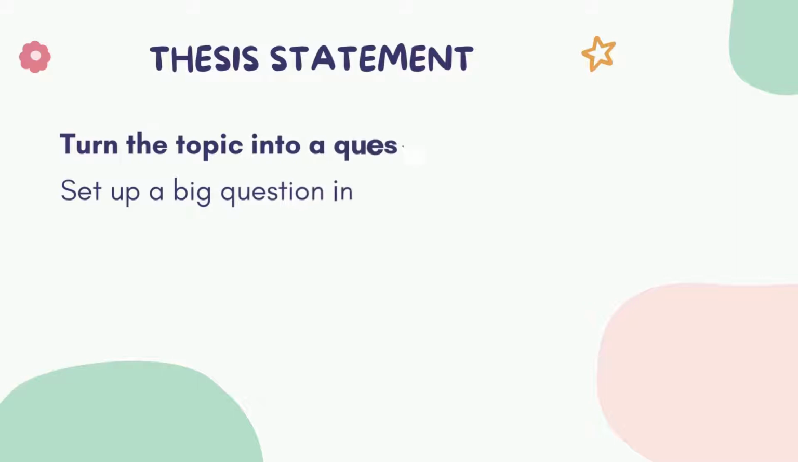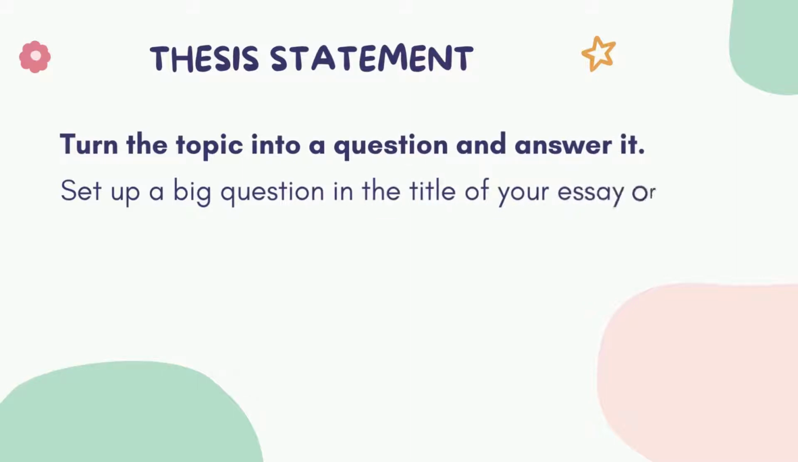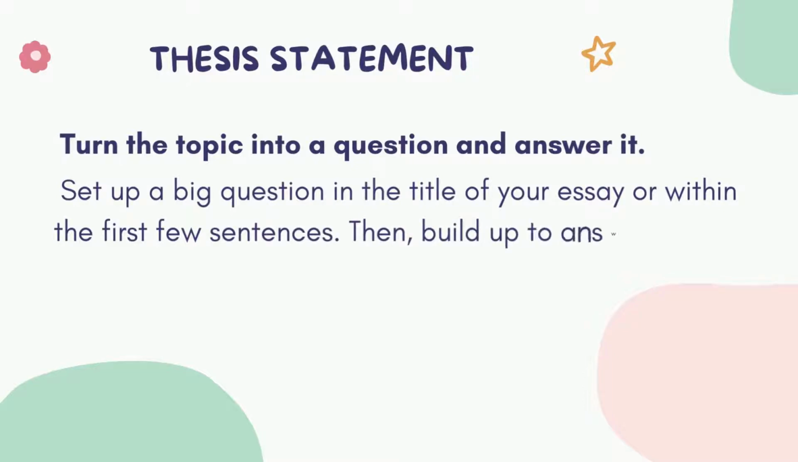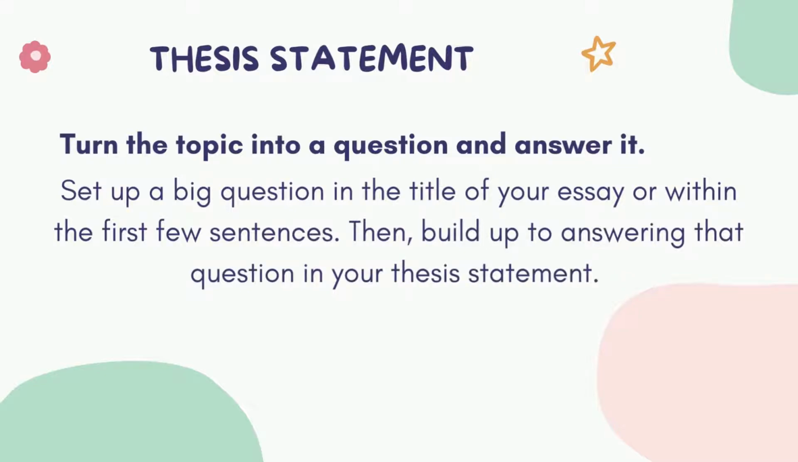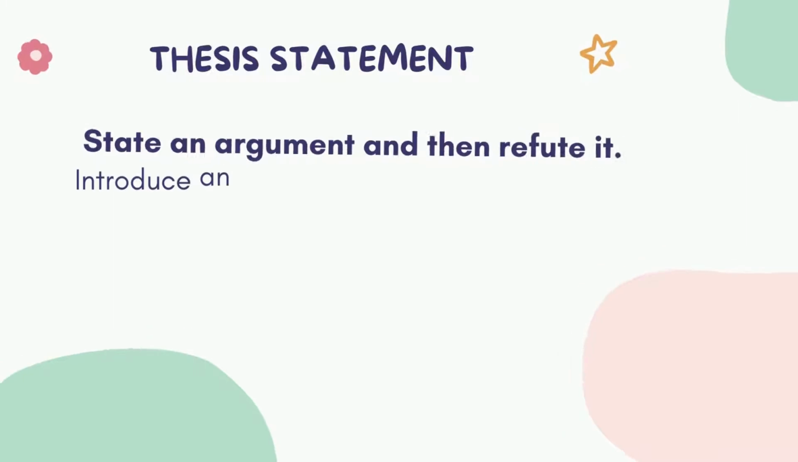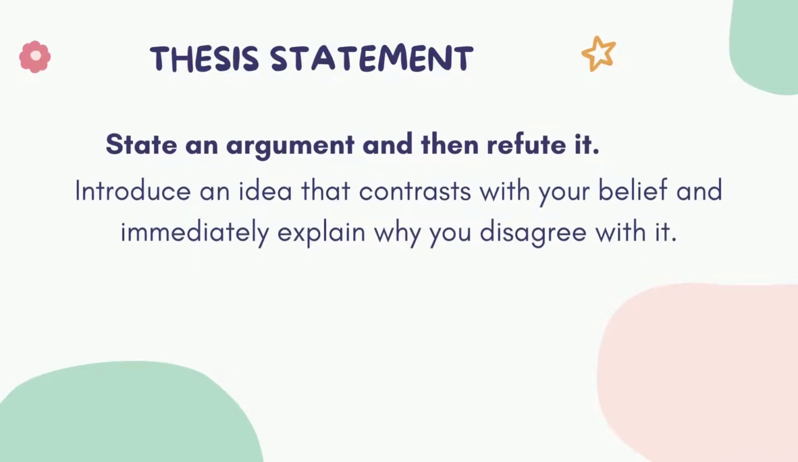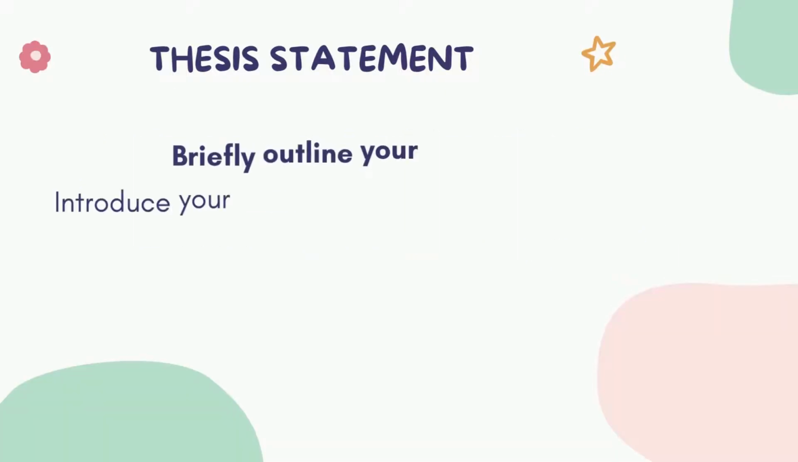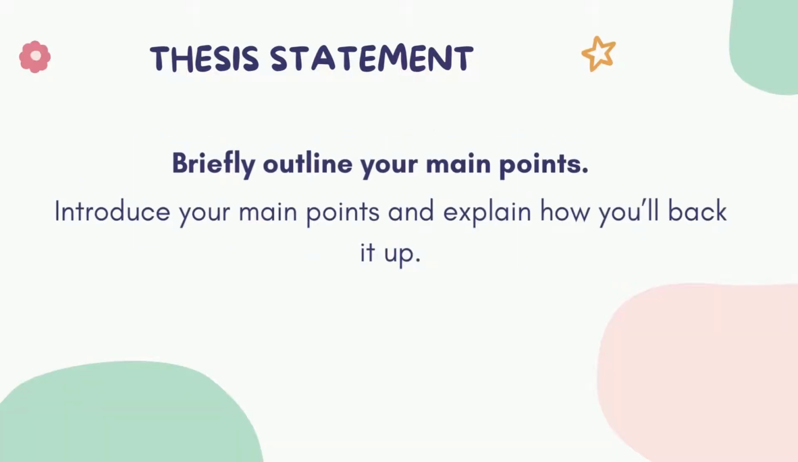First is to turn the topic into a question and answer it. Set up a big question in the title of your essay or within the first few sentences. Then, build up to answering that question in your thesis statement. Next is to state an argument and then refute it. Introduce an idea that contrasts with your belief and immediately explain why you disagree with it. Lastly is to briefly outline your main points. Introduce your main points and explain how you'll back them up.